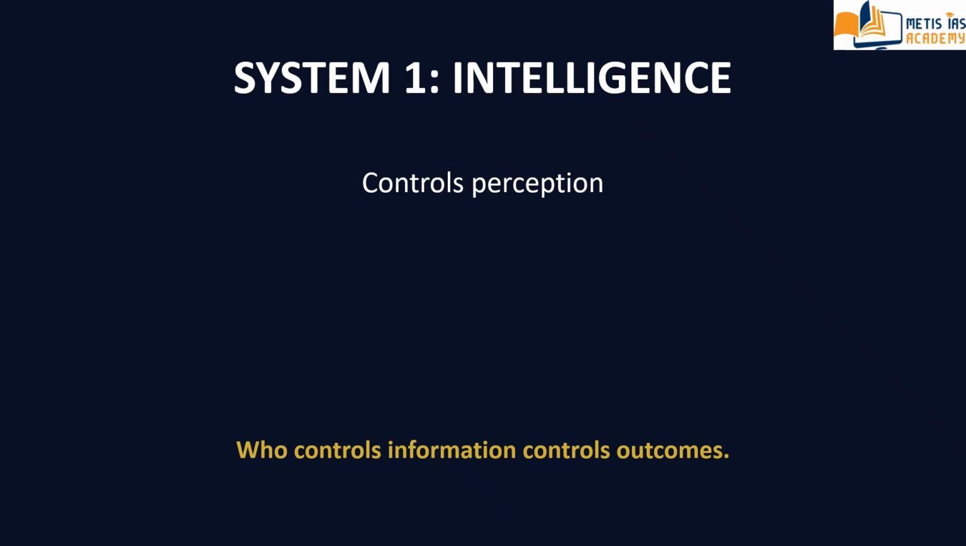AI is not just a gadget story, it is a society story, a governance story, a rights story, a power story. In the digital age, control over perception is a form of power.